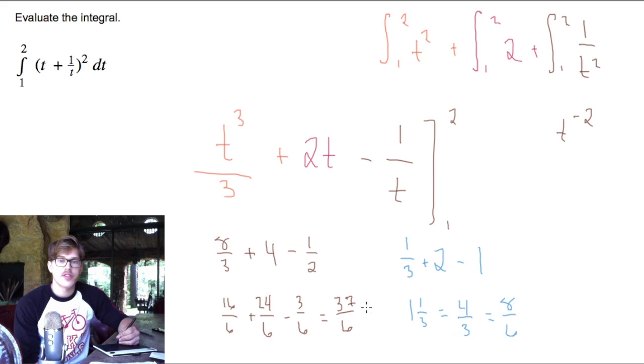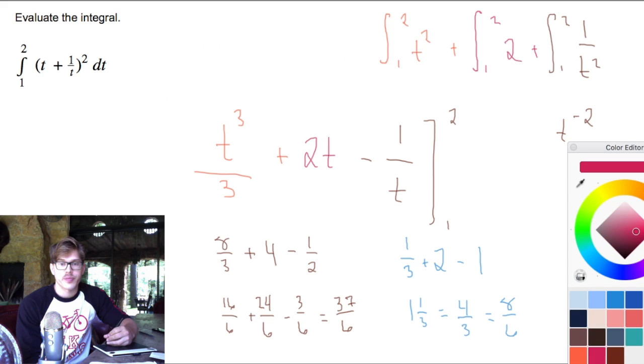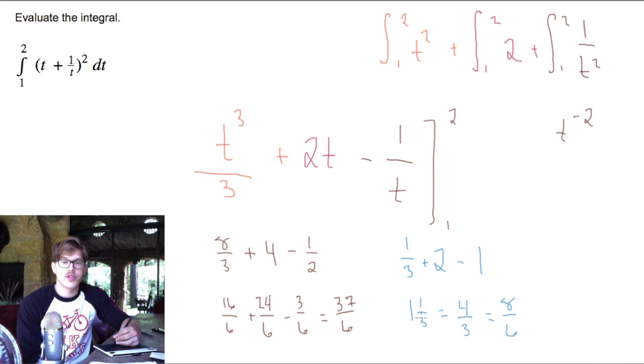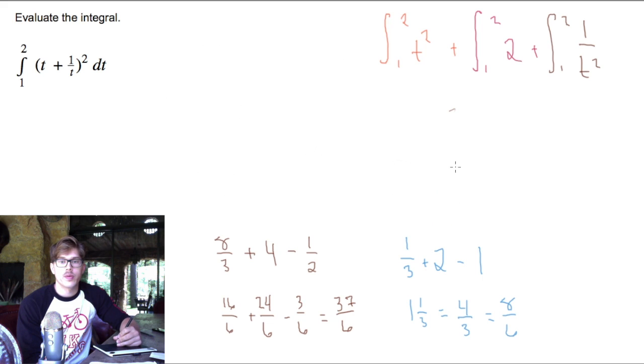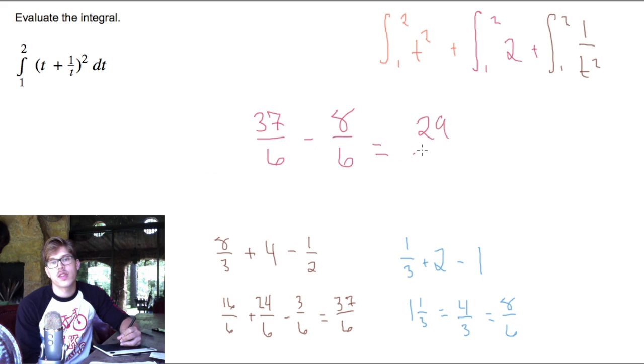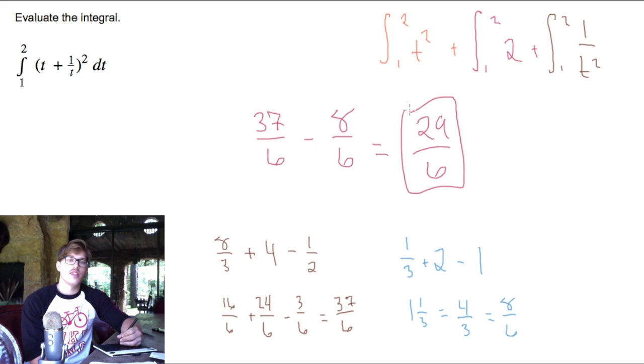And so now, lastly, we have 37 over 6 minus 8/6. We need to subtract these two, and what do we get? We have 37 over 6 minus 8/6, and this gives us 29/6. And this is our answer. Excellent.